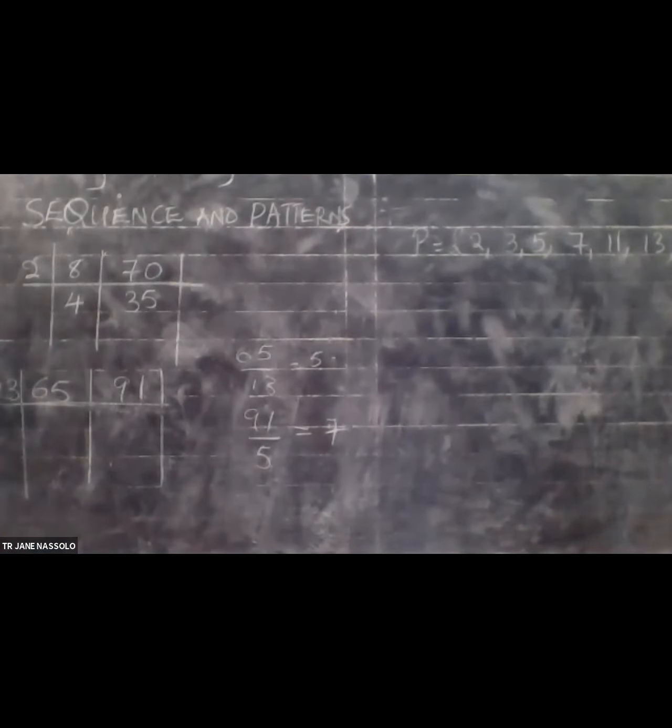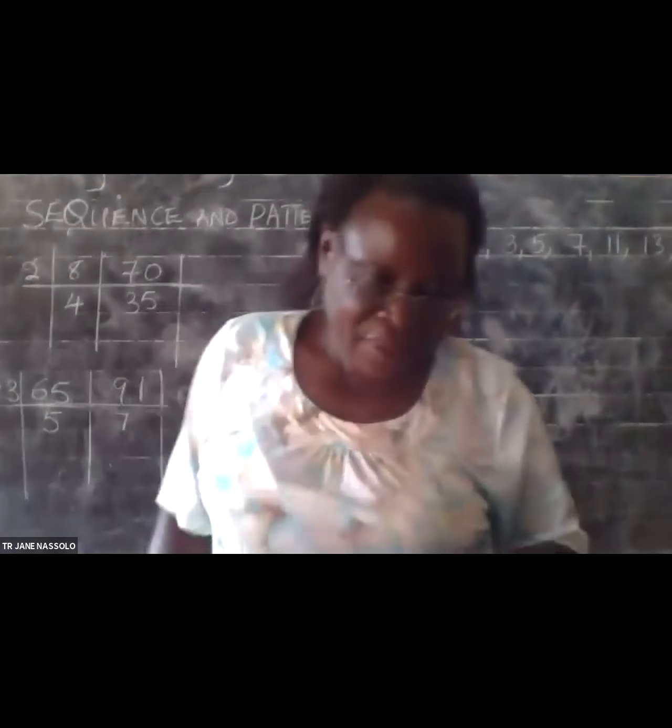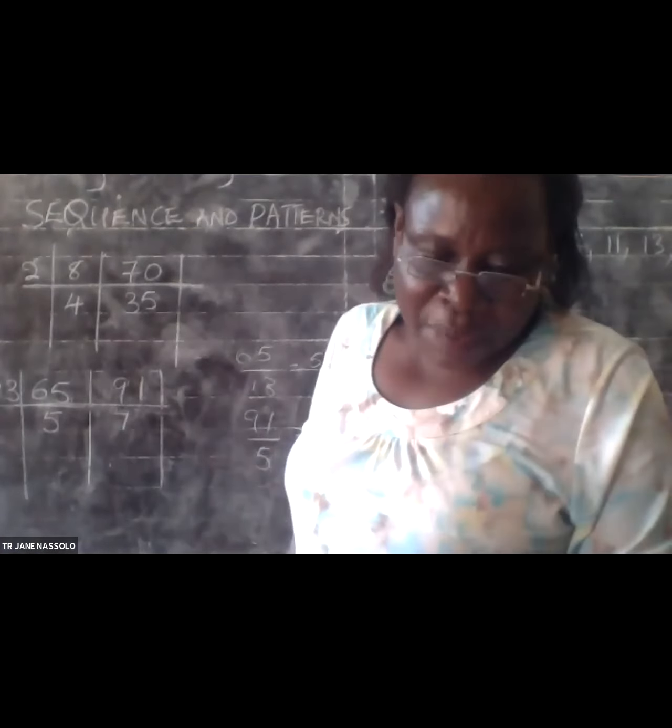Therefore, the first factor of 65 and 91 is 13. It goes here 5 times, it goes there 7 times. And that answers our question here.